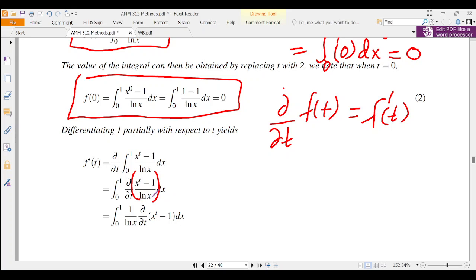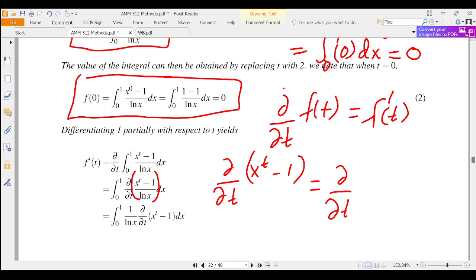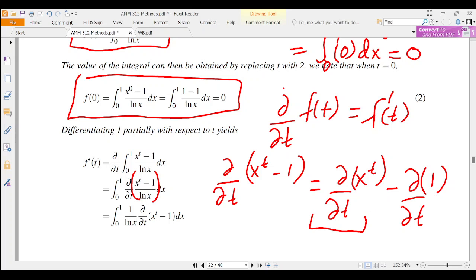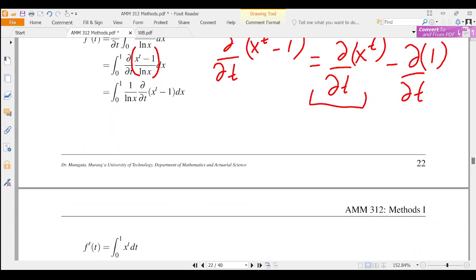So when we are differentiating this function, x raised to power t minus 1, with respect to t, we see that we can write the derivative with respect to t of x raised to power t, minus the derivative with respect to t of 1. Now, the derivative of 1 is 0. So we will be interested in finding out this derivative.